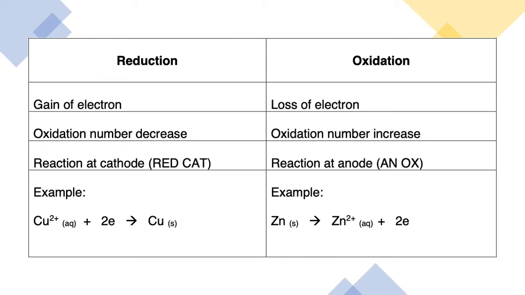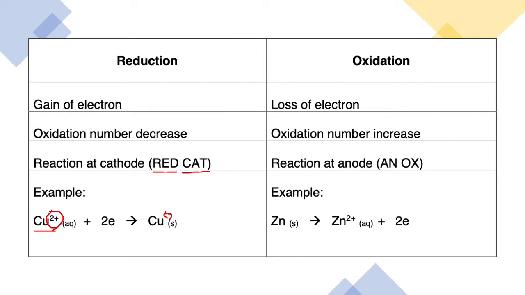The reaction of reduction always happens at the cathode. So we give something that you can remember, which is red cat, which means reduction happens at cathode. As you can see in the example here, we have copper 2 plus, a copper ion, which initially has the oxidation number 2 plus, but after the reaction, at the product, the oxidation number decreased to 0.